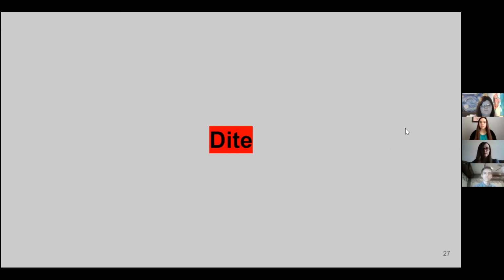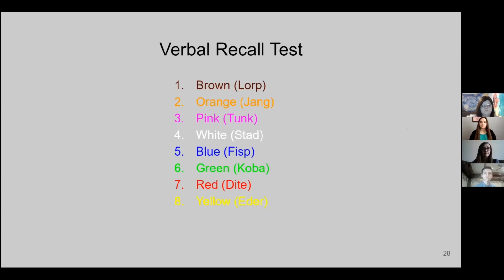And then once they learned all 8 of them, they had to do a verbal recall test. For this verbal recall test, the participants did not see this slide, and we would quiz them, and they would have to respond with the correct artificial word to the correct English word being asked. And they had to do this until they had 100% accuracy in order to move on to the next step of the research process.